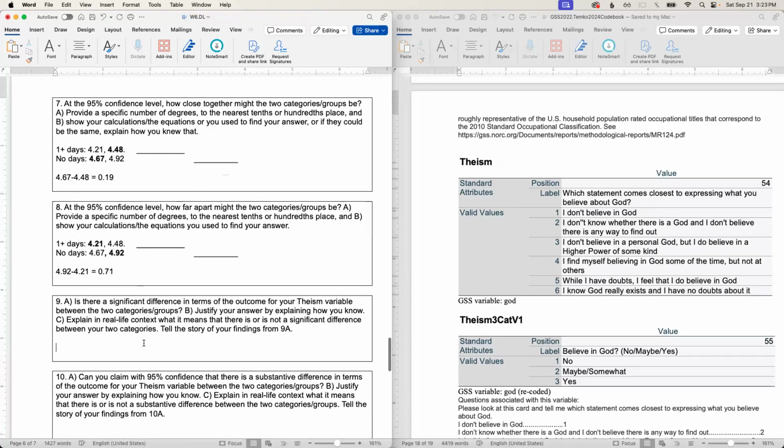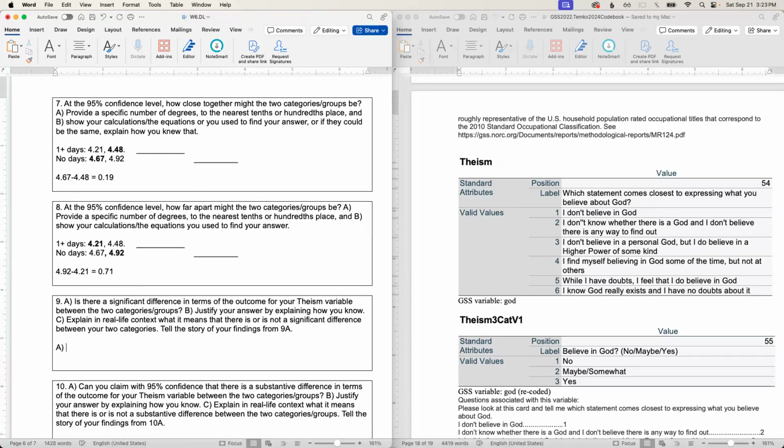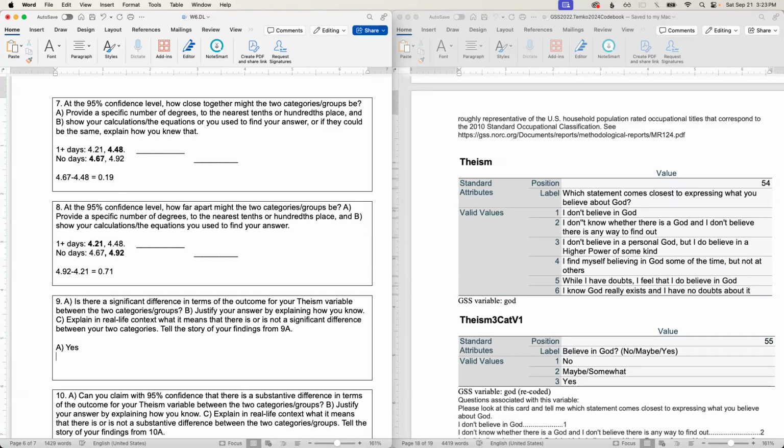Okay. Is there a significant difference? Yes, they don't overlap, right? We can tell at 95% confidence they're not the same. How do I know? The confidence intervals don't overlap.